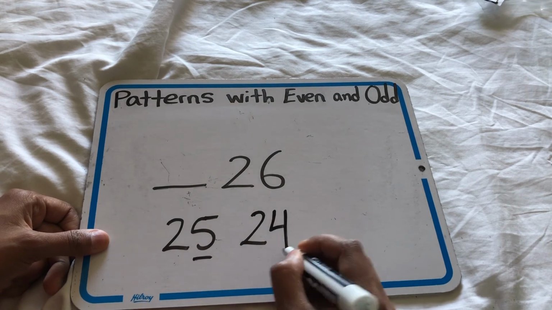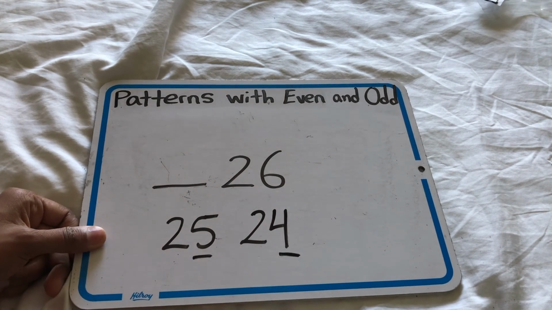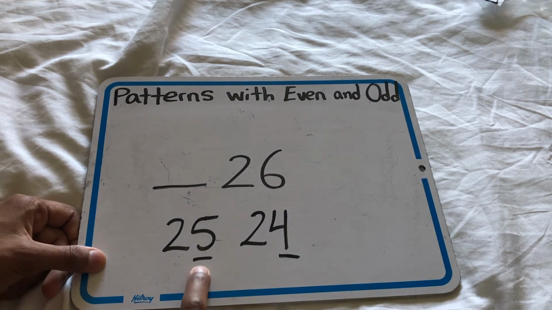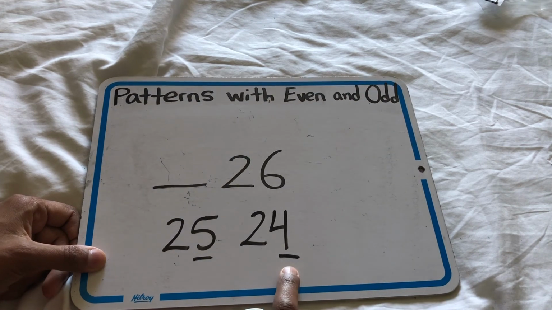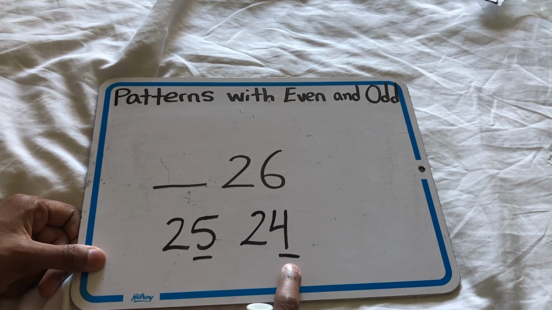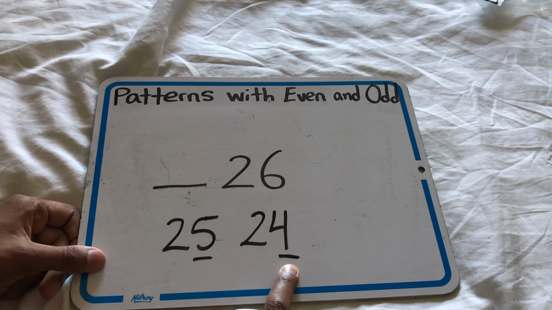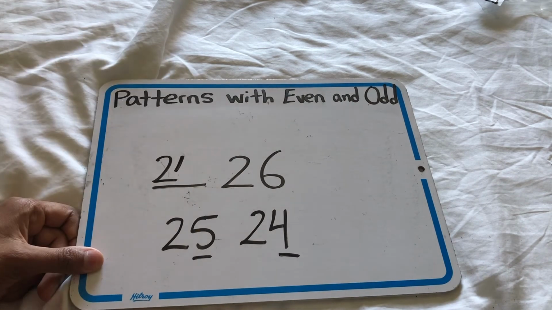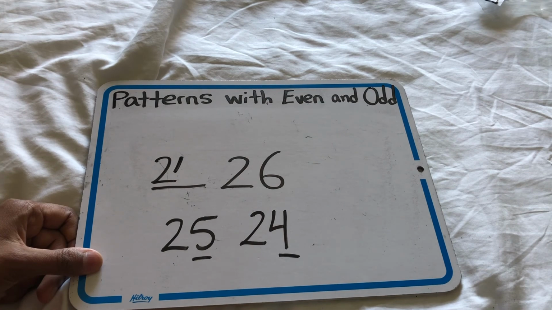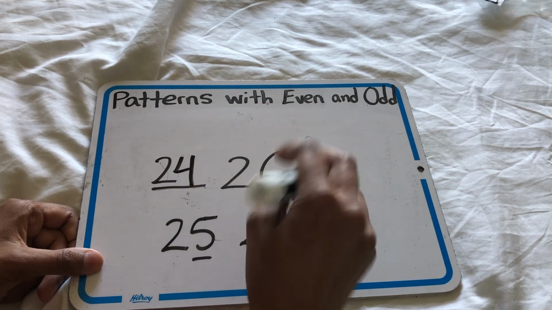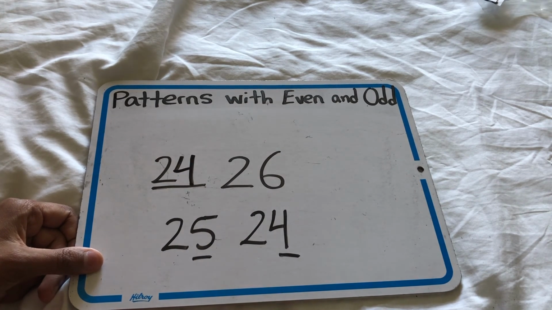I have to look at my ones place. What is going to be my even number before? Is it going to be 25 or 24? I know that my even numbers have a 2, a 4, a 6, an 8, and a 0 at the end. 24 is going to be the even number that comes before 26.